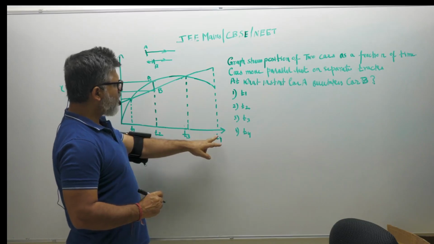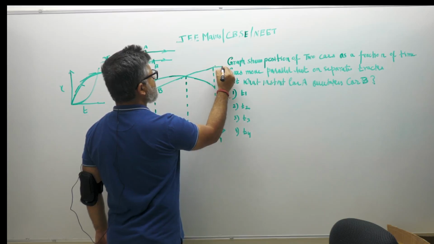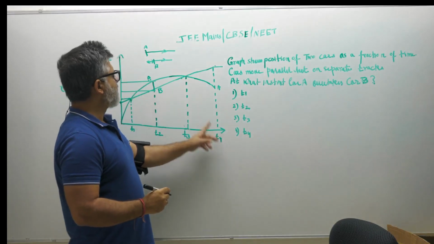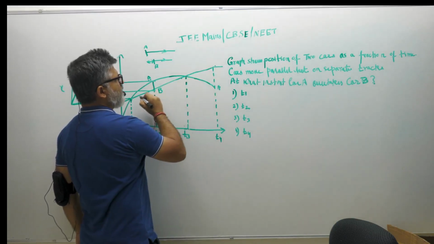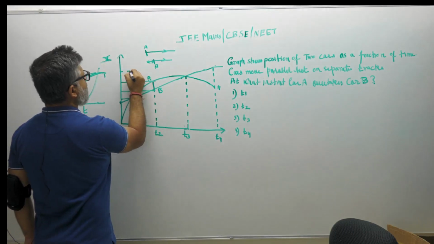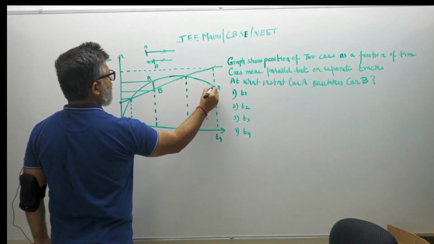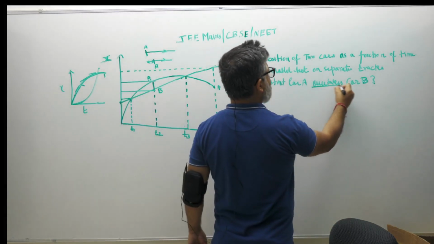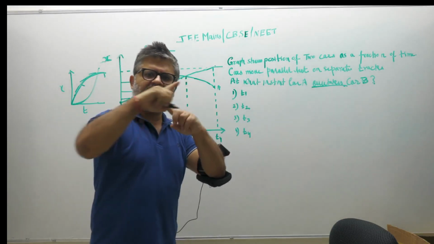Let's talk about T4. At T4, the position of B is this, the position of A is this. So at T4, B is ahead of A, because B is the straight line. So the position of B is this, and the position of A is this. Our emphasis is on overtaking. Overtaking means they meet at that point and one car moves ahead of the other.